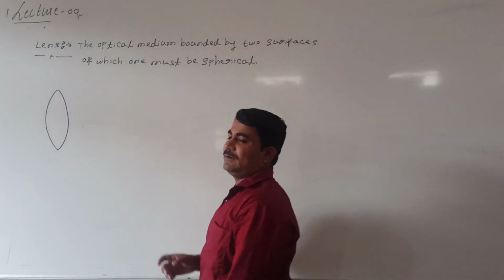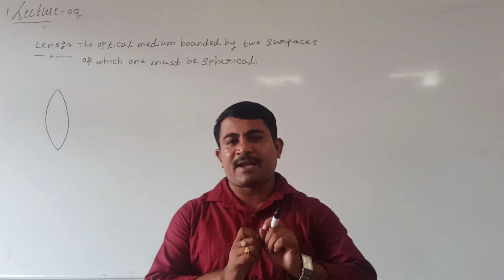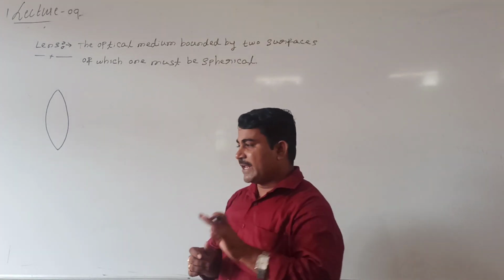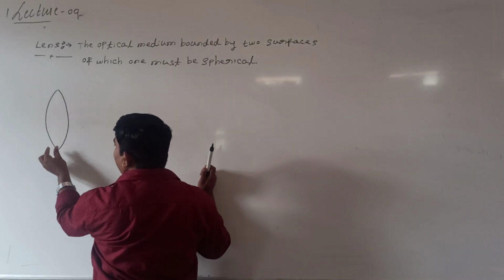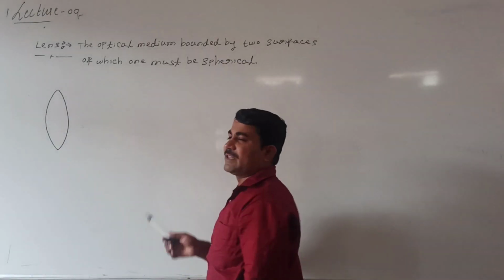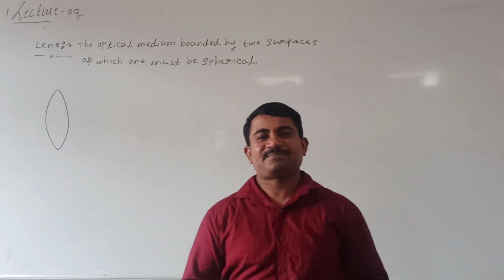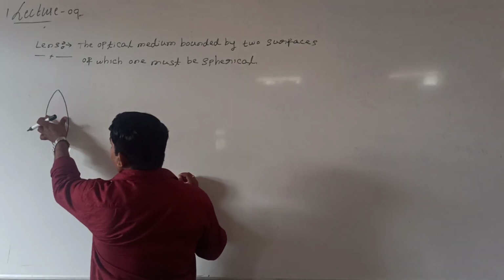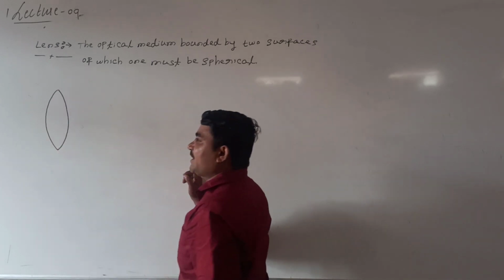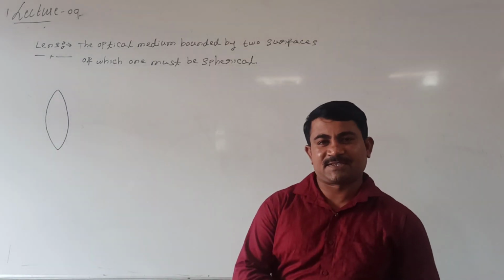Convex lens. Initially we define convex lens. The lens which is thicker at the center and thinner at the edges, that we are calling convex lens.